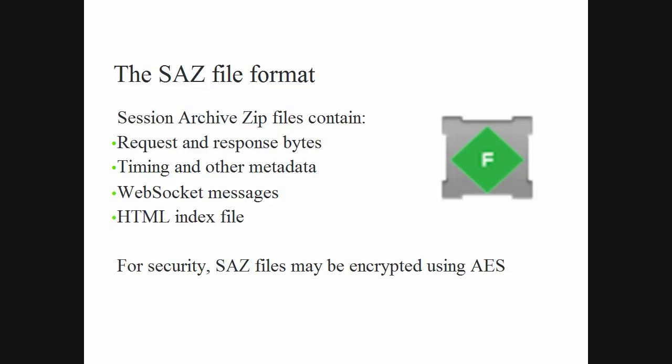I mentioned the SAZ file format previously, but this is Fiddler's native file format. They contain the request and response body bytes. They contain timing and other metadata. They contain all the WebSocket messages, and they contain an HTML index file. And so if you rename a Fiddler SAZ file to .zip and extract it to your desktop, you can actually go pawing around in there, open the index file, and look at a very basic HTML view of the traffic. So that can be useful if you're running on a machine that doesn't currently have Fiddler installed.